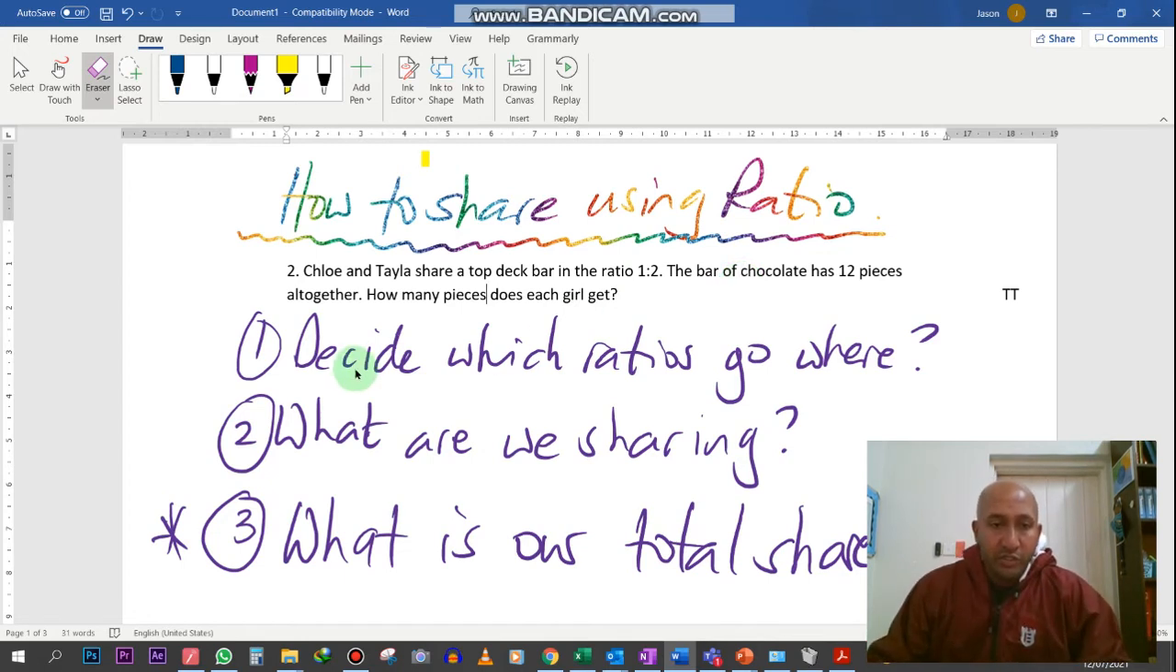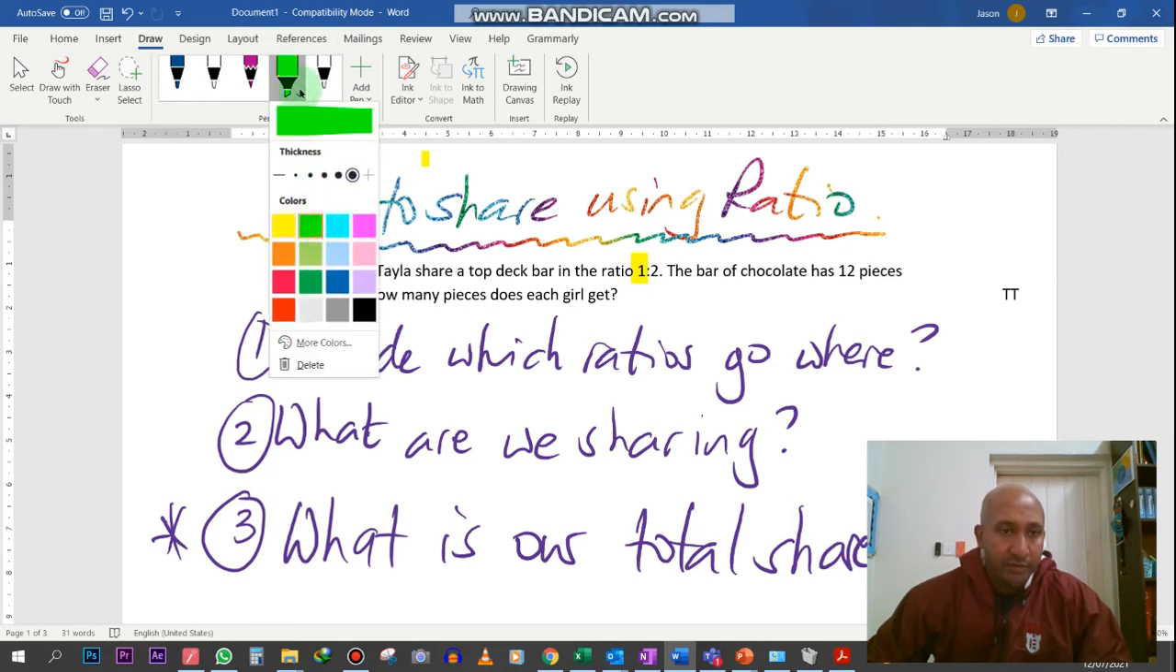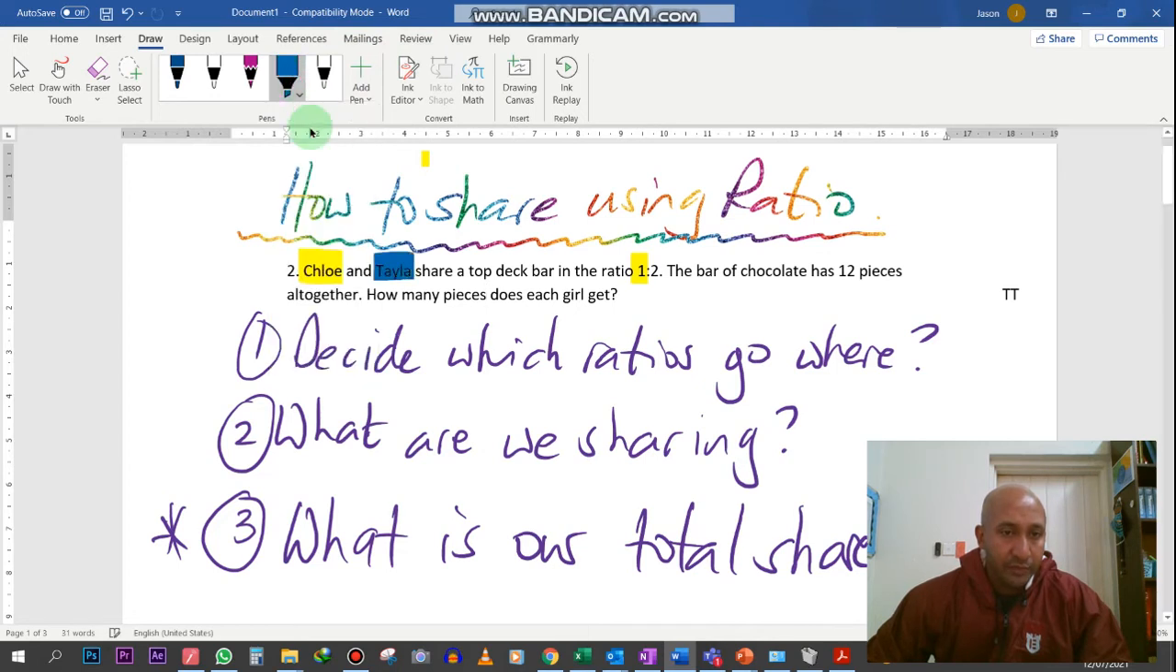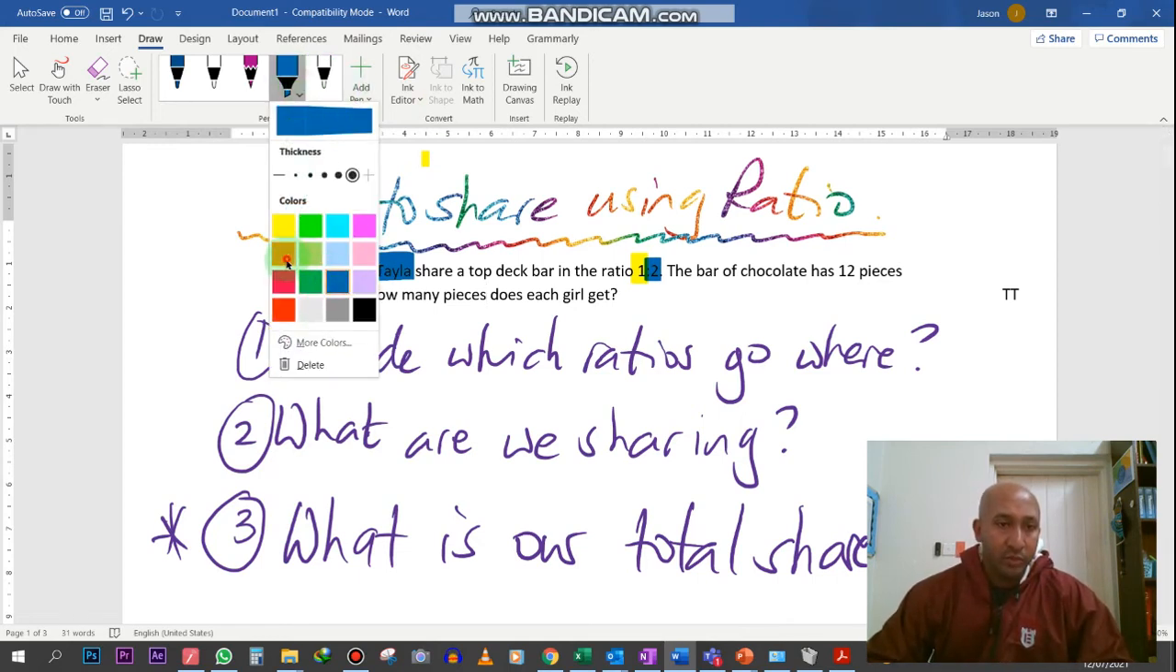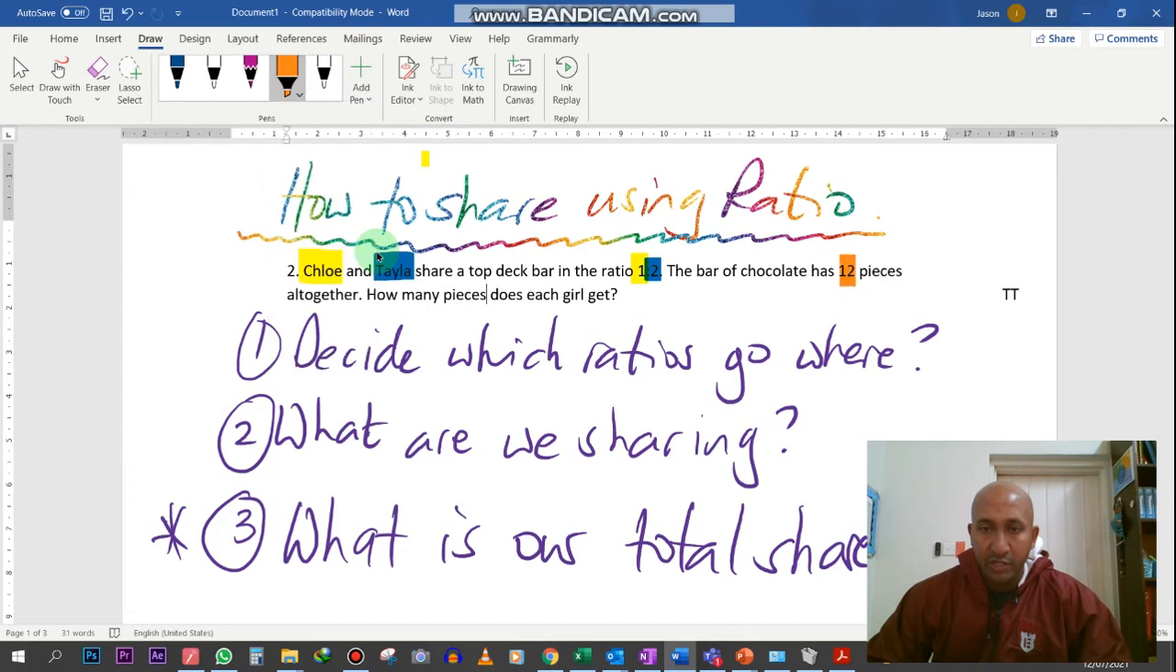The first thing that you need to do here, according to number 1, is decide which ratios go where. So let's identify the 2 people that we're sharing with first of all. That is Chloe. We'll put her in yellow. So obviously order matters. She's going to get the first share in that ratio. Taylor is the second person in that ratio. So order matters. She's going to get the second share. And what is being shared in total? We are sharing a piece of chocolate and it has got 12 pieces in it. So that is our whole.